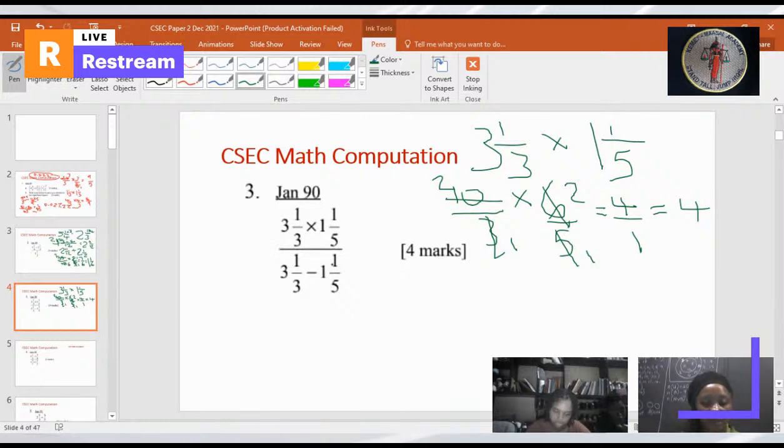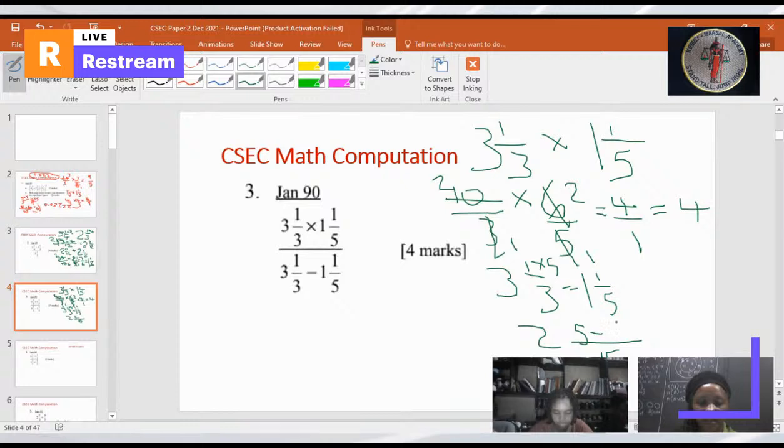So let's work this now in the denominator. We have 3 and 1/3 minus 1 and 1/5. 3 minus 1 gives 2. The LCM of 3 and 5 is 15. So 3 goes into 15 5 times, 1 times 5 is 5.